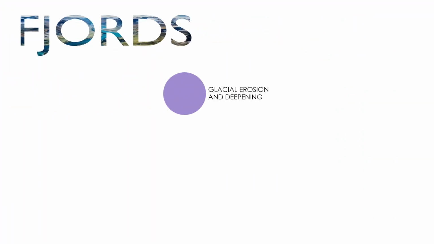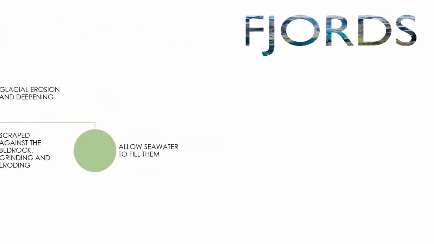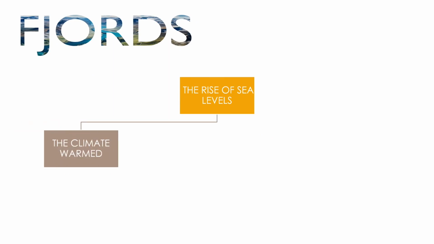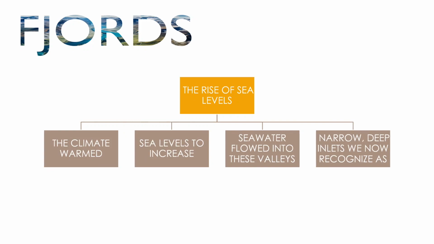Glaciers not only created the initial U-shaped valleys but also played a significant role in deepening them. As the glaciers flowed through the valleys, they scraped against the bedrock, grinding and eroding it over time. This relentless process resulted in the valleys becoming even deeper, which would eventually allow seawater to fill them when the glaciers retreated. As the Ice Age ended, the climate warmed and the glaciers receded. They melted and returned to the sea, and the rising temperatures caused the sea levels to increase. When the rising seas met the deep U-shaped valleys carved by glaciers, something remarkable happened. The seawater flowed into these valleys, transforming them into the narrow, deep inlets we now recognize as fjords.